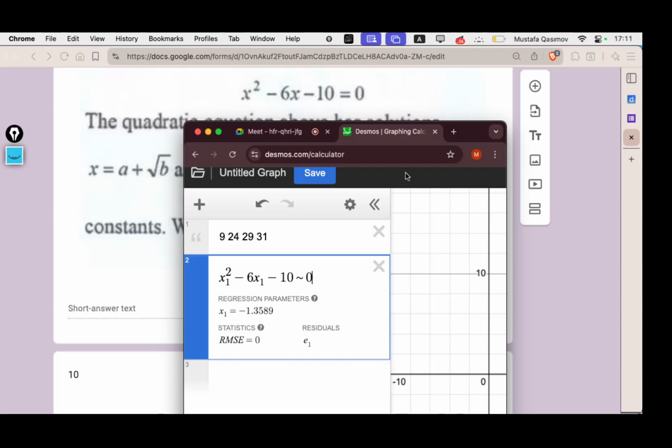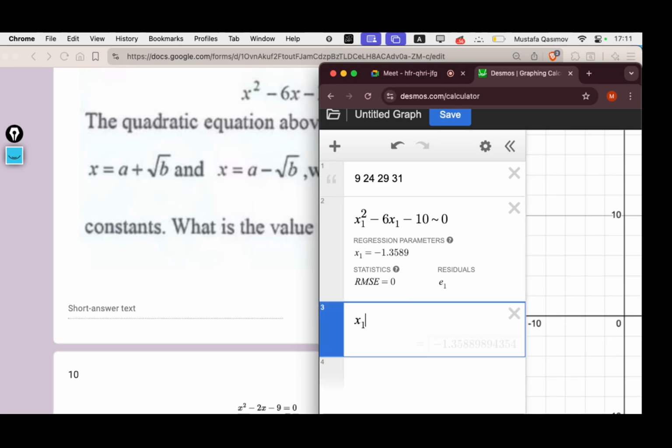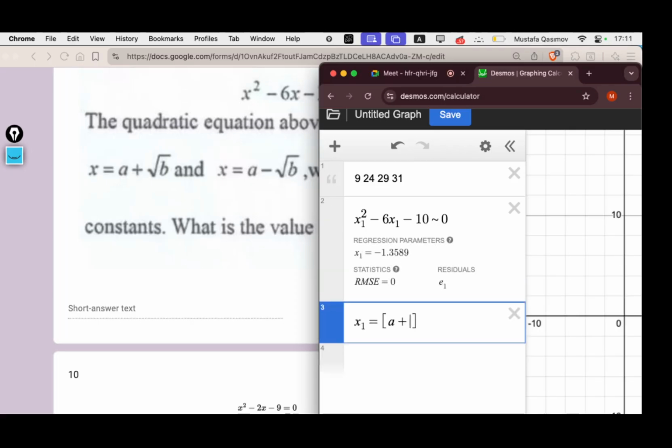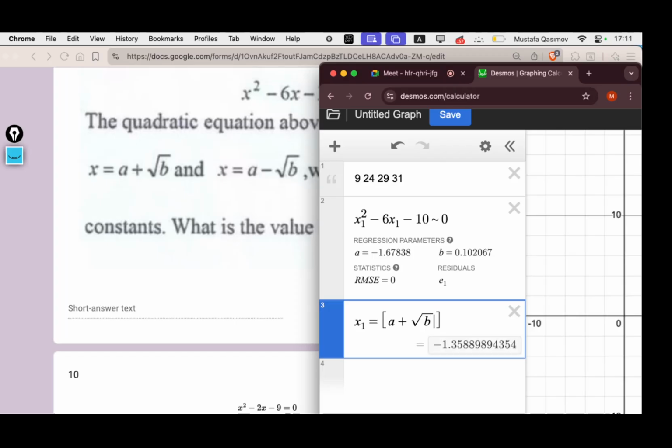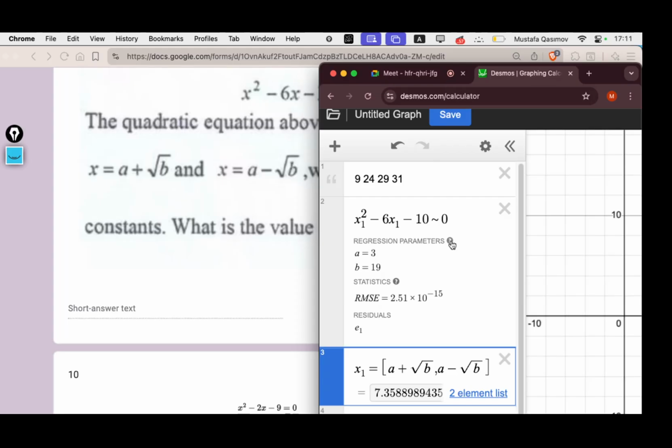Okay, like that. Then you have to write it like this. X1 is equal to this, 2. X1 is equal to, you have to use this bracket and this one. So the answer is 3 and 19.